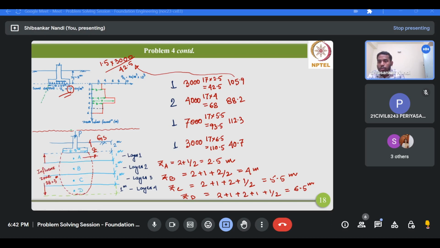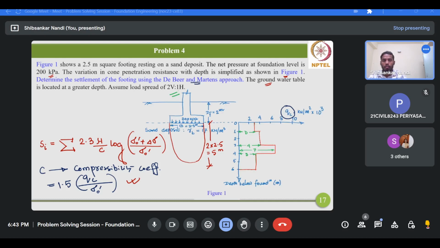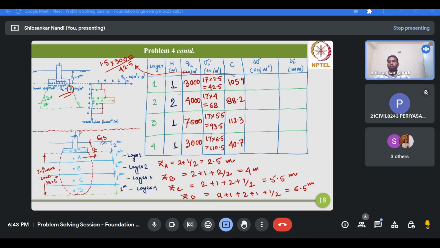So as we considered in the previous problem, 2 vertical is to 1 horizontal, up to the influence. This is 2 vertical, 1 horizontal as mentioned in this problem. Now how can we calculate the additional stress increase at points A, B, C and D?